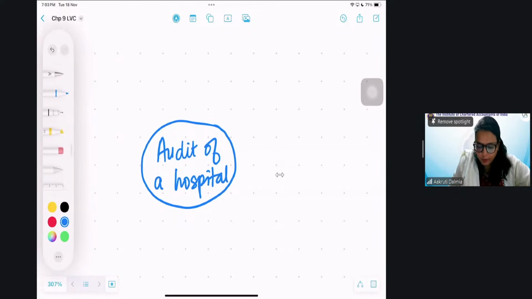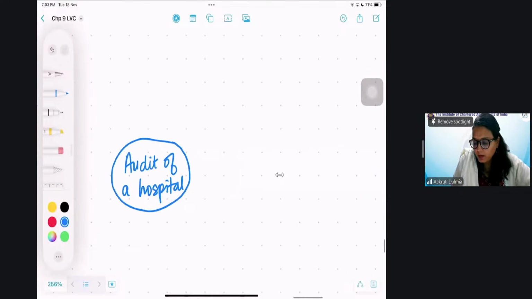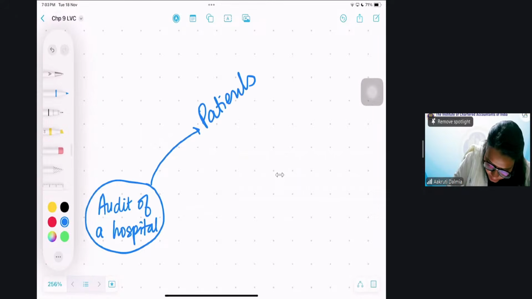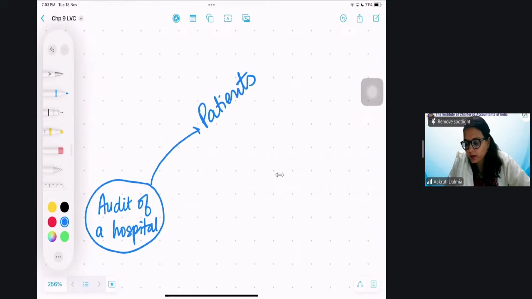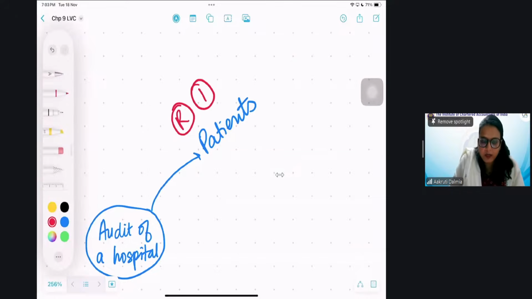Now let's come to audit of hospital. Pay attention. Audit of hospital. Again, first let's do the R, receipts, and internal control system. One of the most important things about a hospital is patients and doctors. Let's first talk about patients. Again, we are only thinking about special points. We are not writing everything. So we are talking about R, receipts, plus internal control system.